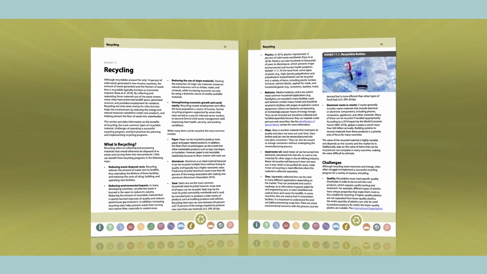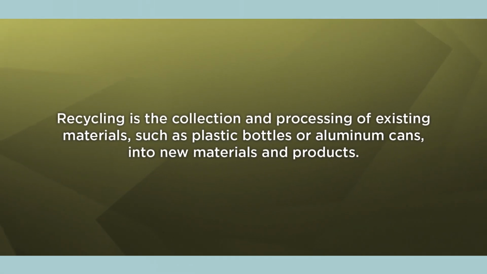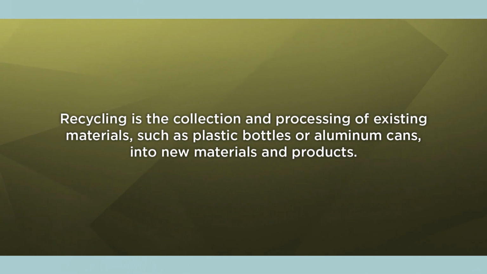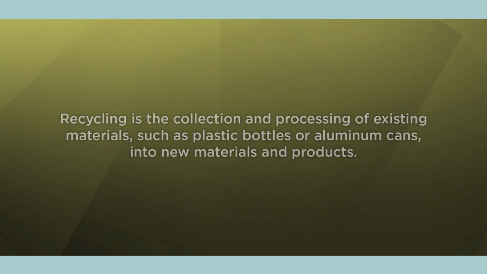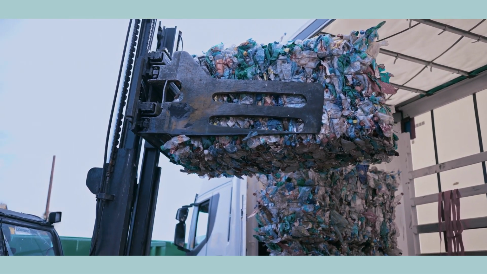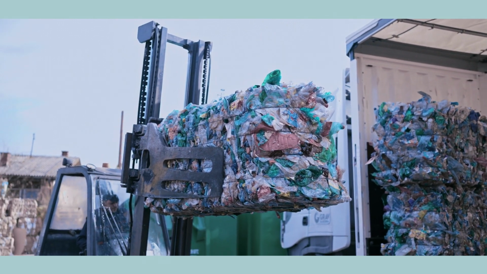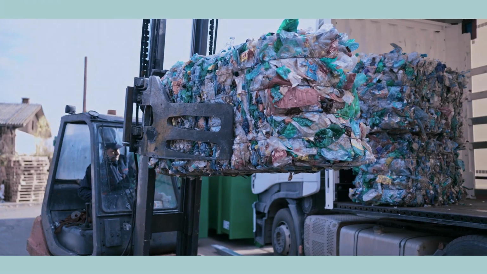This video builds on the recycling section of the Best Practices Guide to help cities understand the most common types of recyclables in municipal waste streams and the challenges and opportunities for recycling these materials. Recycling is the collection and processing of existing materials, such as plastic bottles or aluminum cans, into new materials and products. Collecting and separating recyclables from municipal solid waste helps cities preserve landfill space, generate revenue, and provide economic development opportunities for residents and the informal sector.